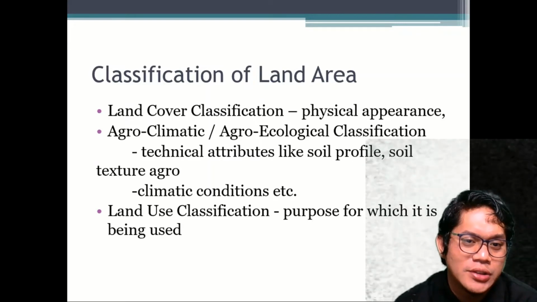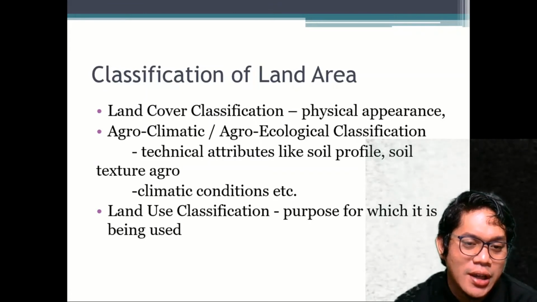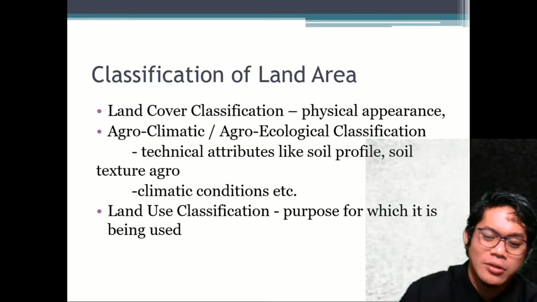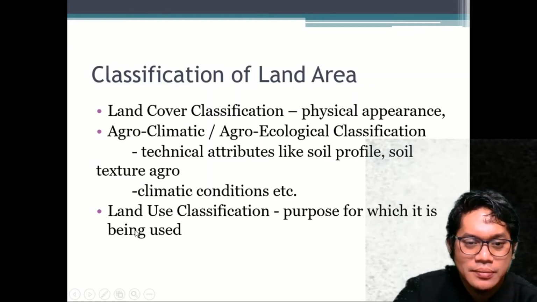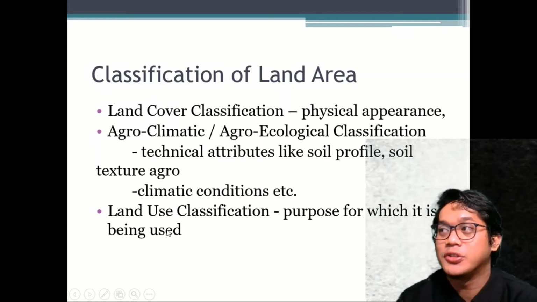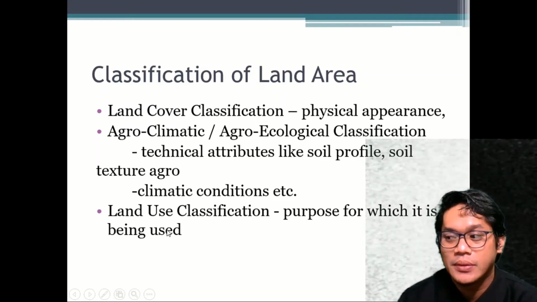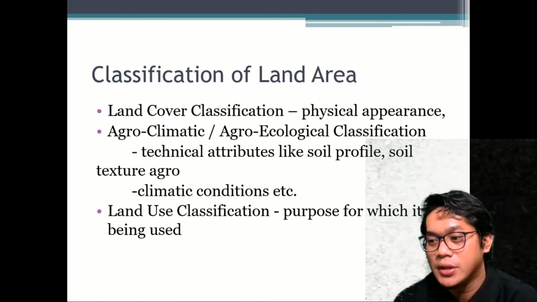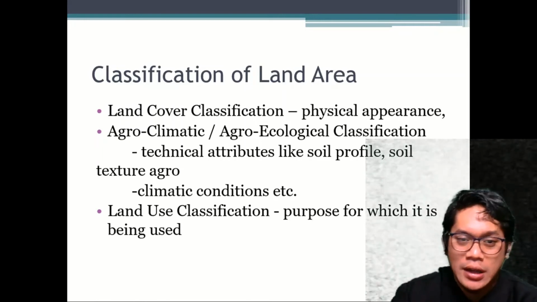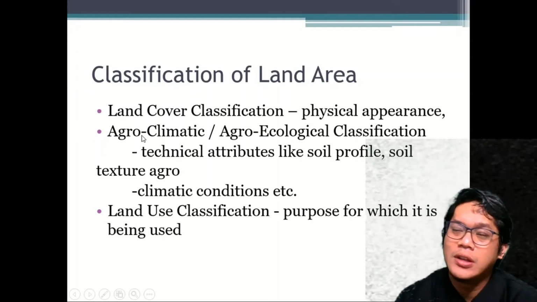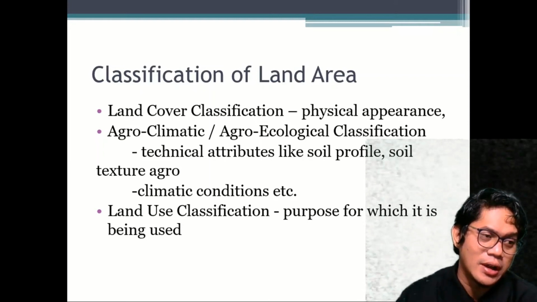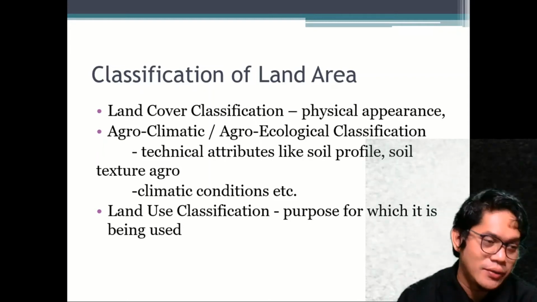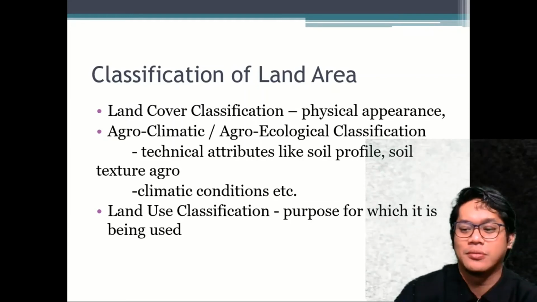Agro-climatic and agro-ecological classifications use technical attributes like the soil profile, soil texture, climatic conditions, and the land use, which is the purpose of how the land is being used. Most of us are familiar with land use because it shows the social economy, the human activities, and the features and objects on the earth. As opposed to land cover and agro-climatic, which only show some properties of the area without association with human activities, population, development and more.